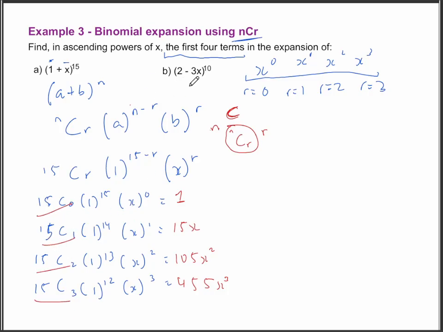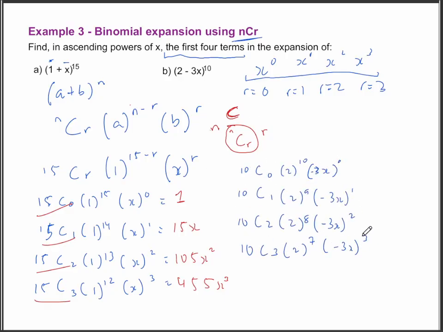Okay, we're going to do the same thing for (2 minus 3x) power 10. And again, our r equals 0 will give us x power 0, r equals 1 will get us x power 1, r equals 2 will get us x power 2, and r equals 3 will get us x power 3. And we'll continue with that. And this is what we will get for the first four terms: r equals 0, r equals 1, r equals 2, and r equals 3.